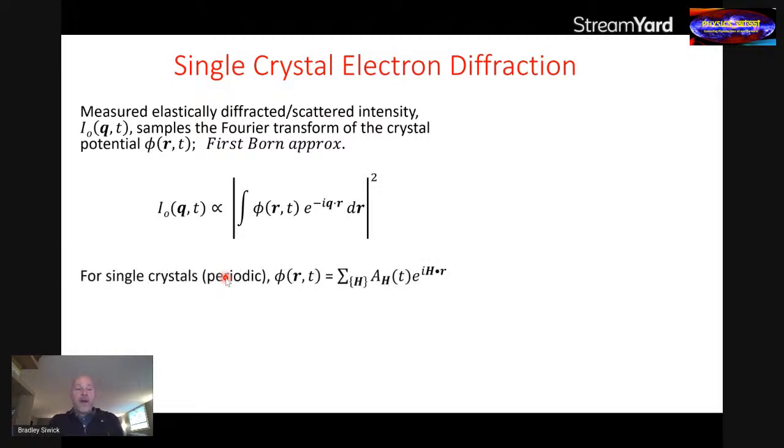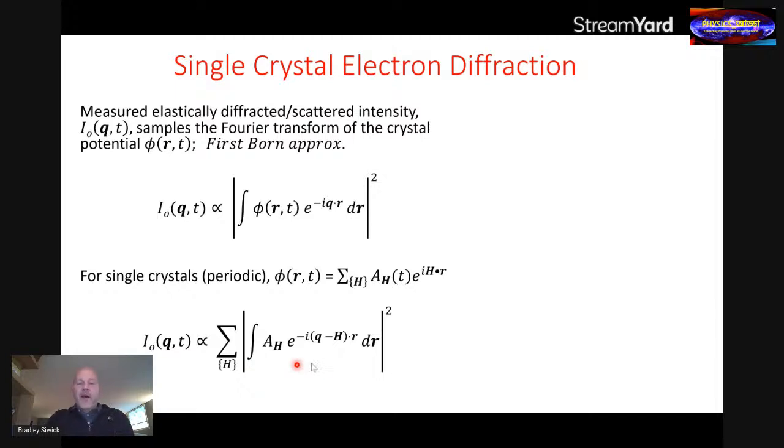If you have a single crystal, so you no longer have just a single atom but a periodic arrangement of atoms, you can express the electrostatic potential as essentially a Fourier series. This electrostatic potential is described by a Fourier series with amplitude coefficients and spatial frequencies that define the periodic arrangement of the atoms. If I put this into here, you get this expression. Many undergraduates in physics will recognize that this integral over all space of this complex exponential is the equivalent of a delta function, and it sifts out only when Q is equal to H.